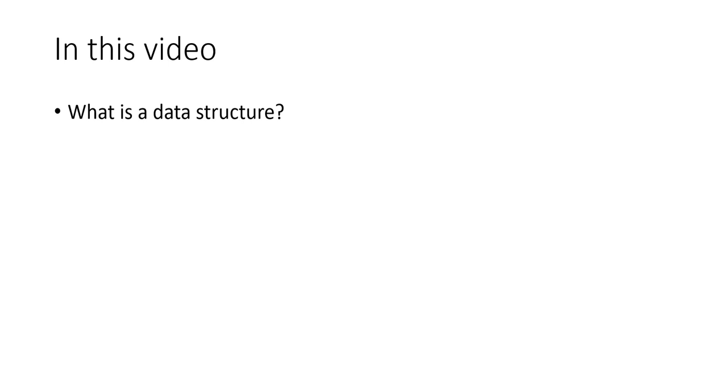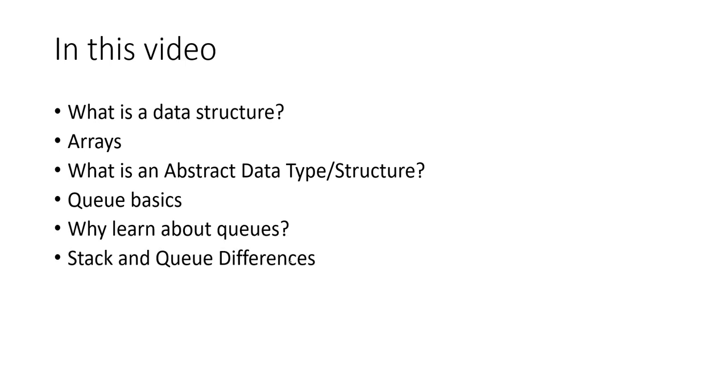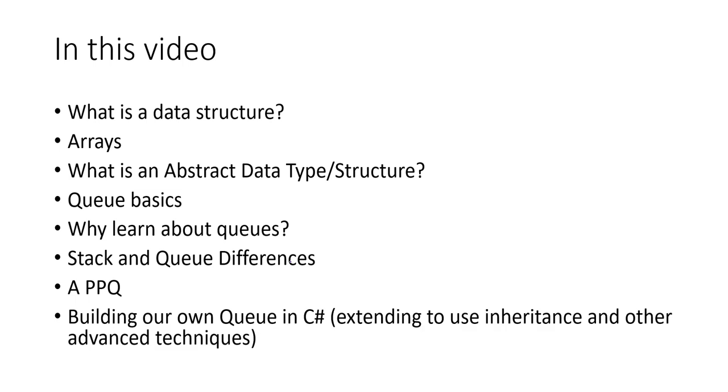In this video, I'm going to be going through what a data structure is, a reminder of arrays, a reminder of what an abstract data type and structure is, the basics of a queue, why we learn about queues, differences between stacks and queues, a past paper question, and building our own queue in C#, and possibly involving some extra techniques like inheritance and other advanced OOP, object-oriented programming techniques.